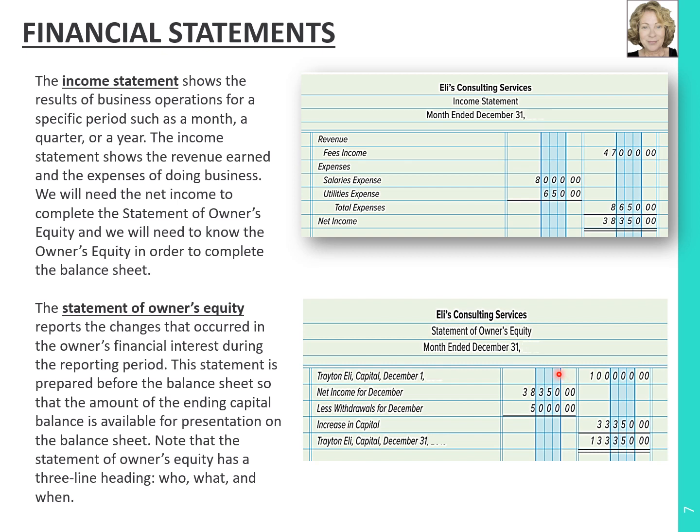The income or profit belongs to the owner of the business, and we list that on the next line, but subtract any money the owner took out of the business. We list the increase in capital on the next line, and then add the beginning capital and the increase in capital to calculate the ending capital as of December 31st for a total of $133,350.